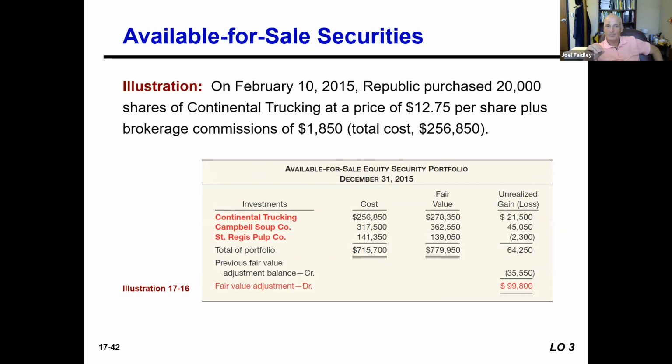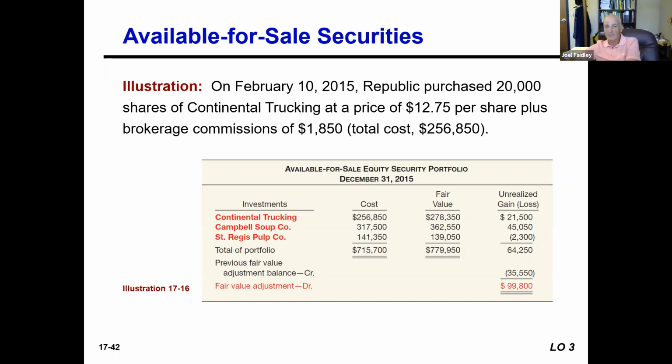All right, you sold one of those, and by the way, in this example, they went out and bought some Continental Trucking at $12.75, $256,850. So now you got what? One of your companies you invested in is gone. You've added another one, but don't worry about it. You just have to ask yourself, what's the total original cost that's sitting there, and what's the fair value? And that says that my value should be $64,250. So I want to put this in a T account again, even if it's going to be upside down.